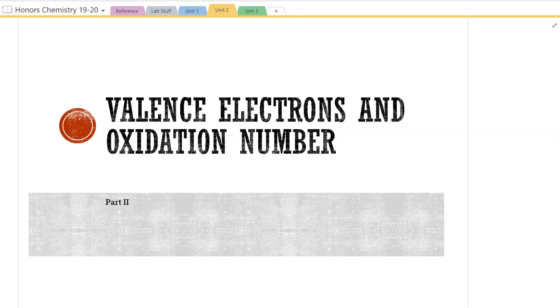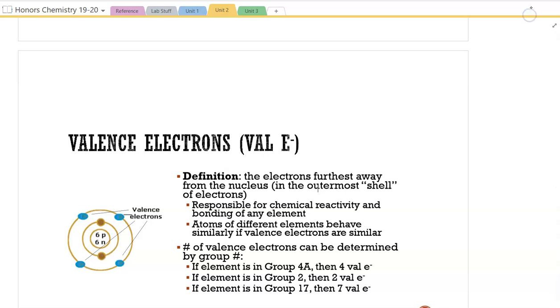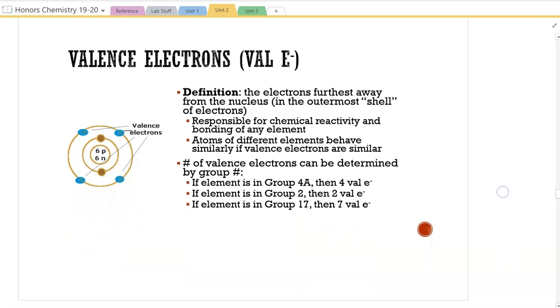Let's talk about valence electrons and oxidation numbers. These are actually kind of the basis for how a lot of bonding works. To start, valence electrons, often abbreviated as Val-E, are the electrons that are furthest away from the nucleus.